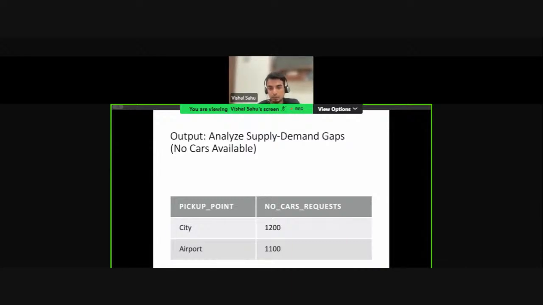So in this analysis as well, can you all think about what could be your ideas to solve this supply demand gap? If we have more instances where we are getting no cars available in city, what could we do to solve this problem?